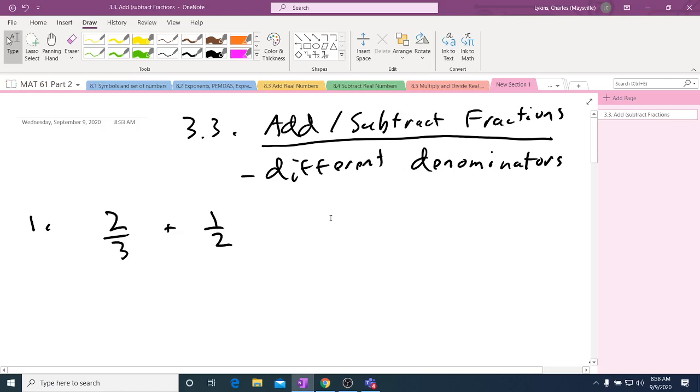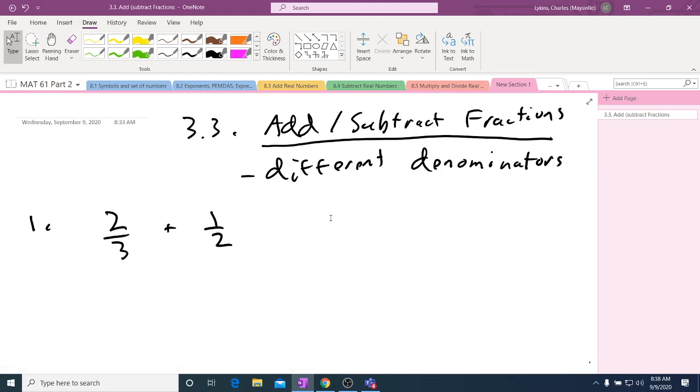Okay, welcome to section 3.3. This is the second installment of adding and subtracting fractions. This time we're going to be talking about different denominators. So the first example I have is 2/3 plus 1/2.